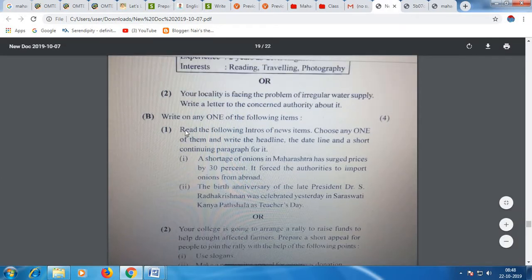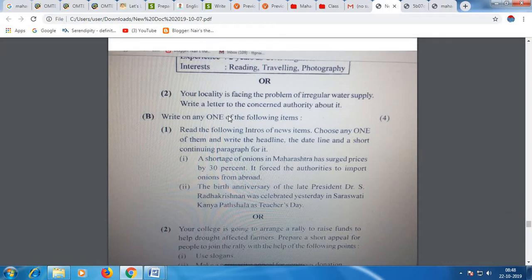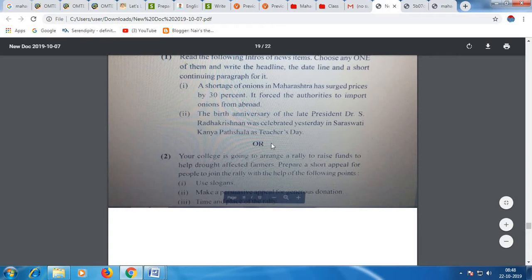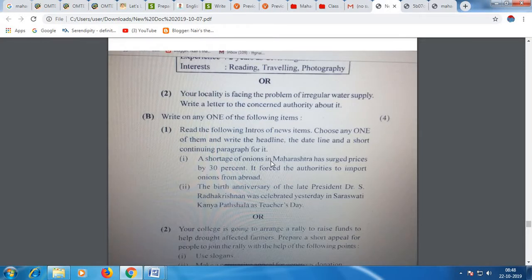Or next, in the option we have: your locality is facing the problem of irregular water supply. Write a letter to the concerned authority about it. Same, you have an option here. You can choose any. Either you can write the job application, or you can write about the problem of irregular water supply. Next, you can see here a news item is given and we have to choose any one and write on it. That is of 4 marks.